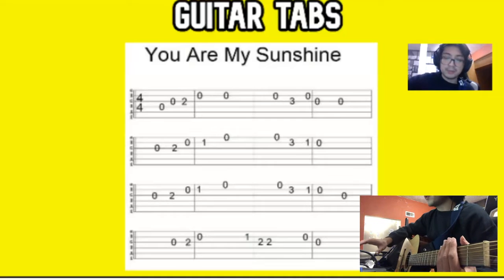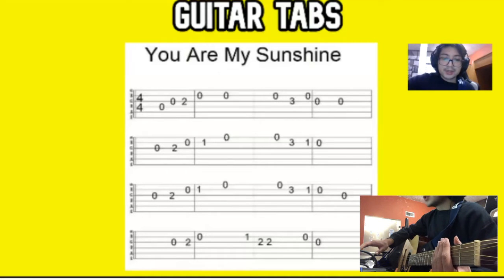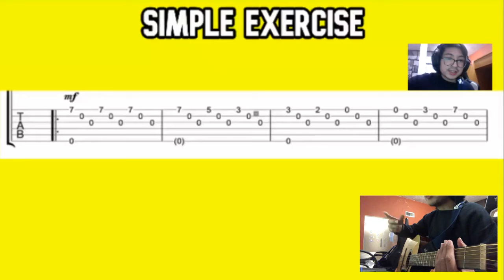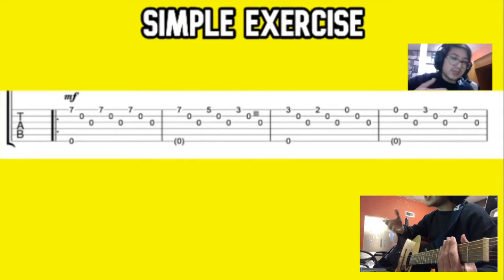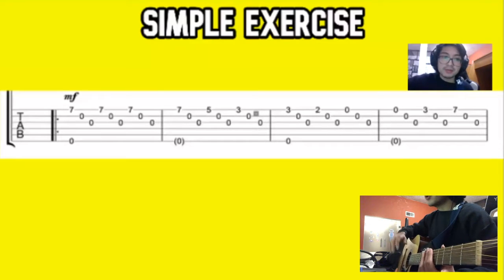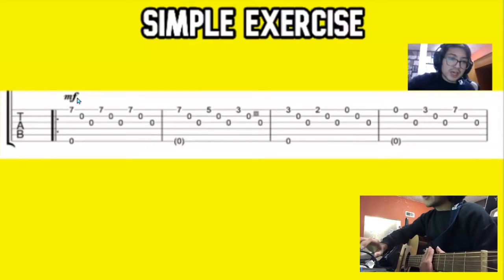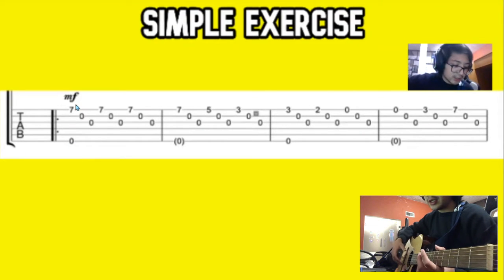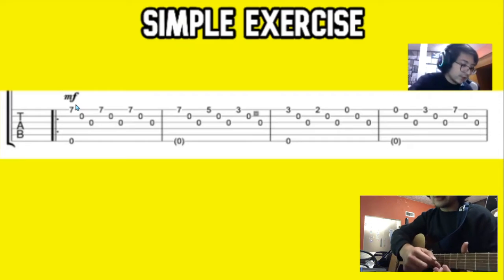It's actually pretty simple. Okay, so this is a simple exercise, as this is actually the piece that I was playing when I started this video. This is really simple. You first have to play the 1st string and the 6th string at the same time while placing your finger in the 7th fret, okay?